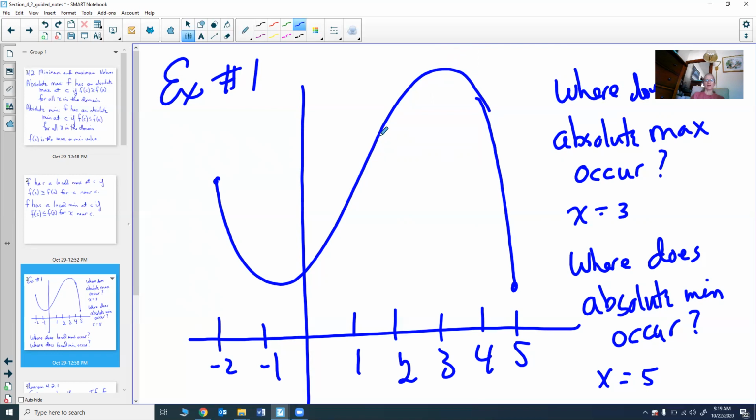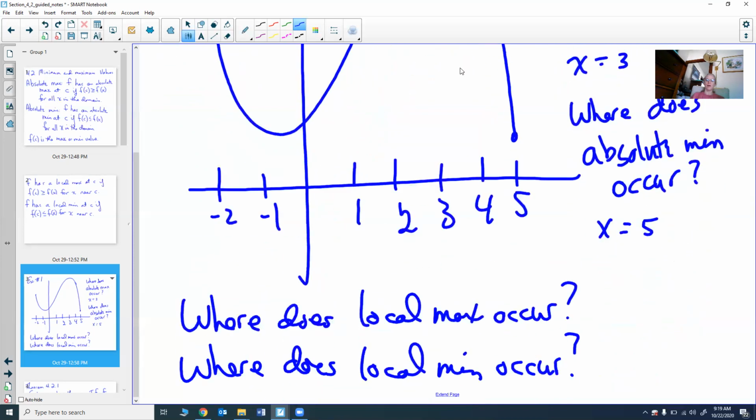Well, not really. It doesn't look at all like a max, but you can notice this number is bigger than it. This number is smaller than it. But at x equals 3, there's no numbers bigger than it. It's just numbers smaller than it. So at x equals 3, we have a local max. It also is the absolute max. So the absolute max and local max can occur at the same place.